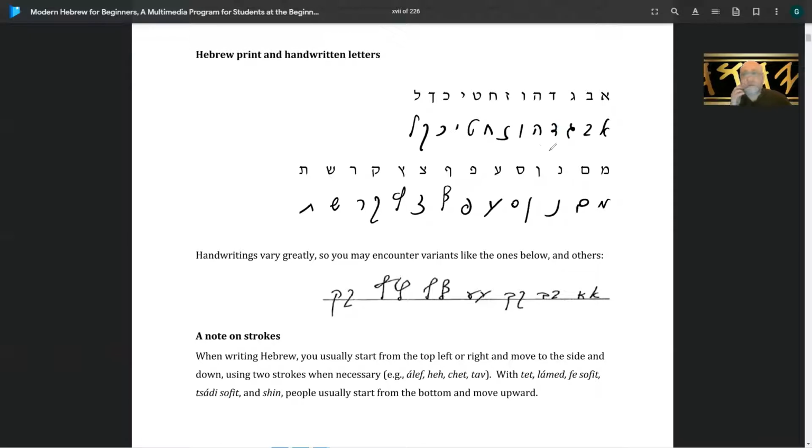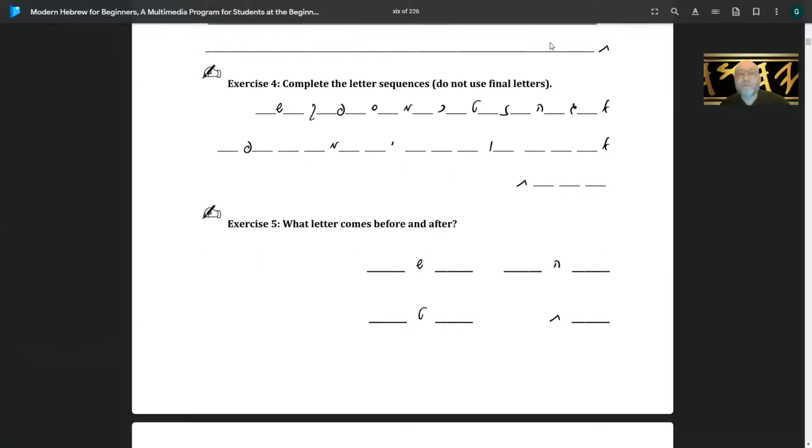Okay, so the Aleph, Bet, Gimel, Dalet, Hey, Vav. Let's try it again. Okay, this is the one we're working on. So we've got Aleph, Bet, Gimel. Let's see, is that right? Nope, that's wrong. Aleph, Bet, Gimel.